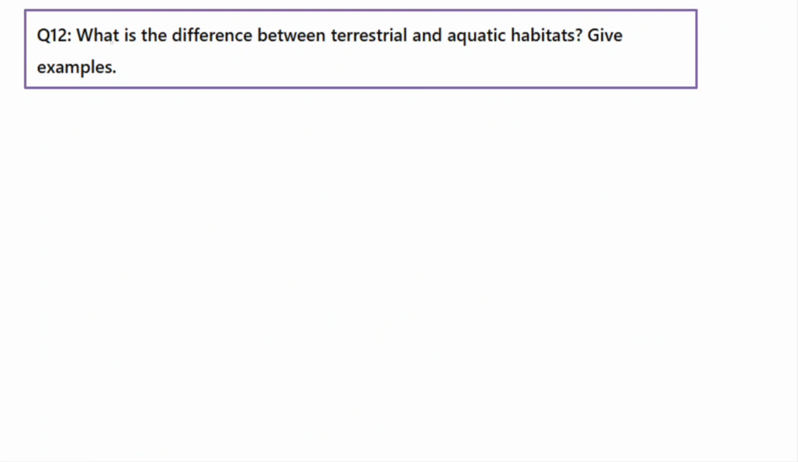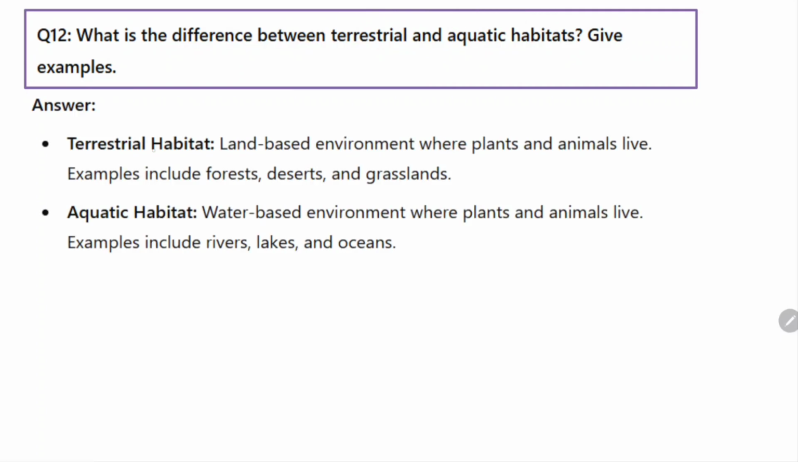Now let us see your next question, that is, what is the difference between terrestrial and aquatic habitats? Give example. So here, terrestrial habitats and aquatic habitats. First you need to understand what terrestrial habitat and aquatic habitat are. Terrestrial habitat means a land based environment where plants and animals live. Okay, means the environment where plants and animals live, especially on land only. Examples include forests, deserts and grassland.